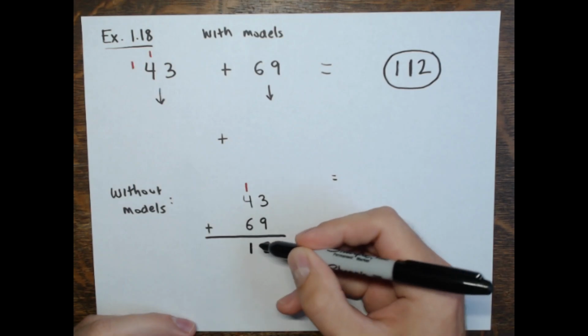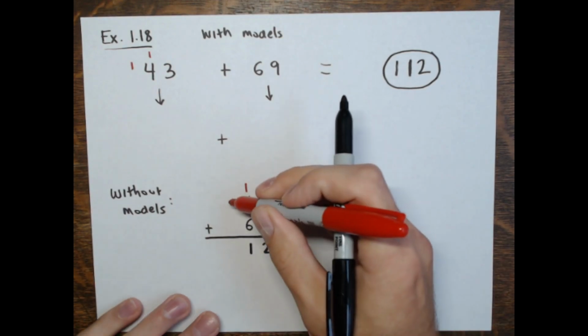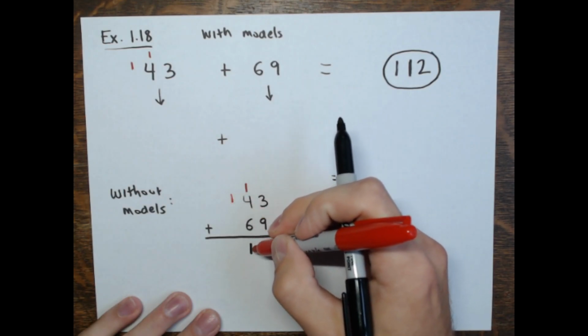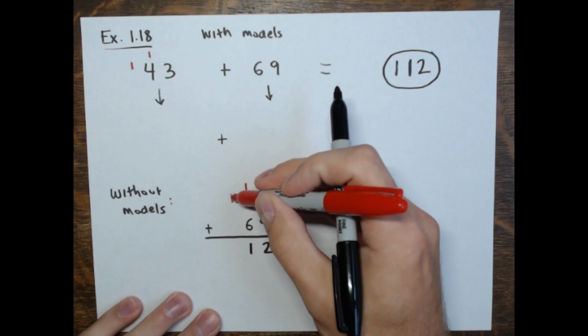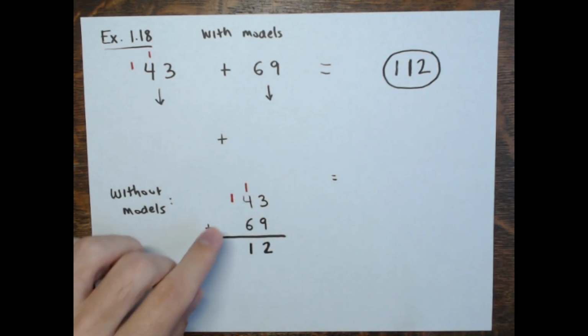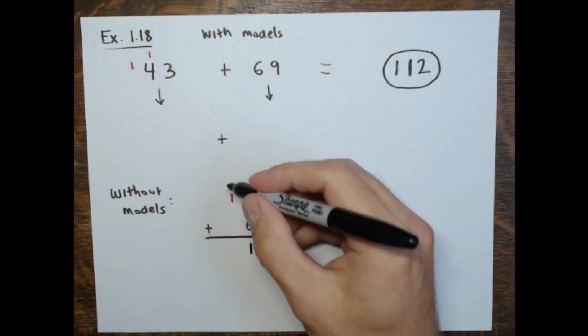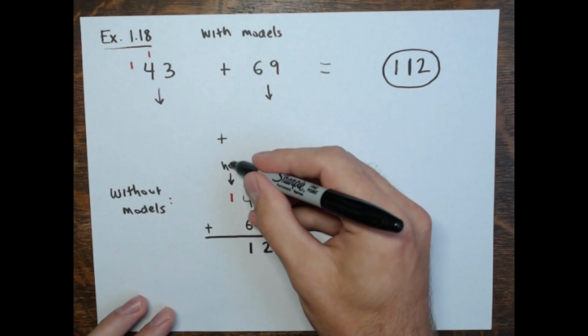is 1 in this spot, and then I carry another 1. 11 tens is 1 ten and 10 tens, which is 100. So I put a 1 in the hundreds place. So now we have a hundreds place.